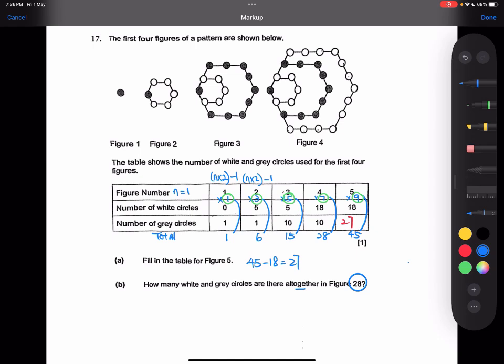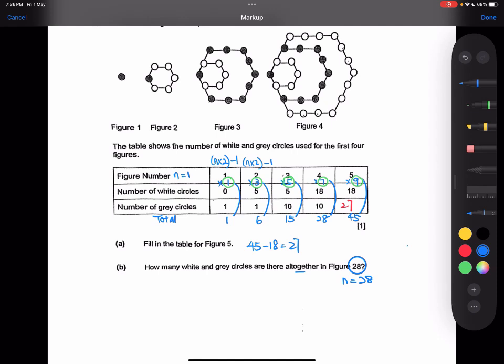We want figure 28. Figure 28 means that we're looking for n equals 28. That means that for figure 28, which is n, we must multiply by what is our green circle here. Our green circle here is 28 times 2 minus 1.